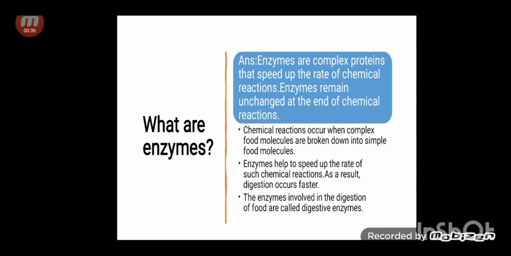Enzymes remain unchanged at the end of chemical reactions. For example, if we talk about digestive enzymes, a chemical reaction occurs when complex food molecules are broken down into smaller food molecules. So these are called digestive enzymes. Enzymes help to speed up the rate of such chemical reactions. As a result, digestion occurs faster. The enzymes involved in the digestion of food are called digestive enzymes.